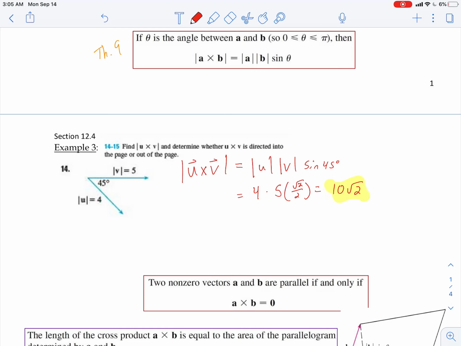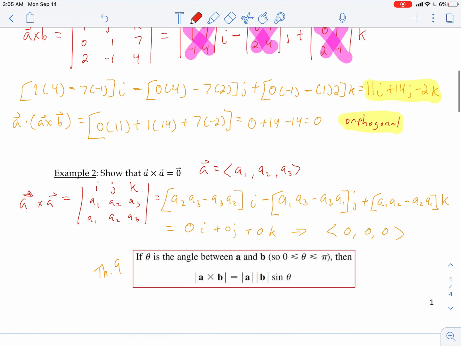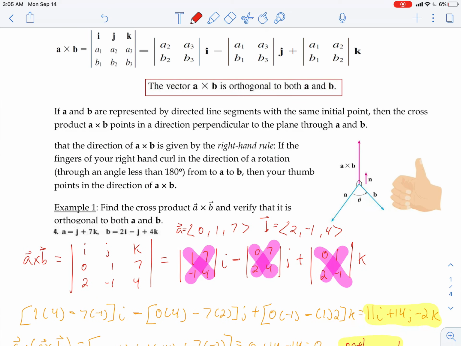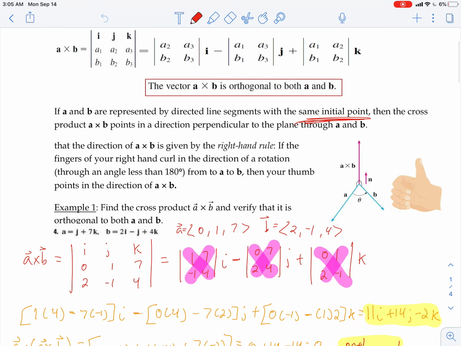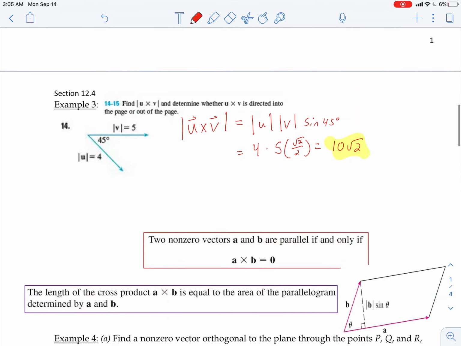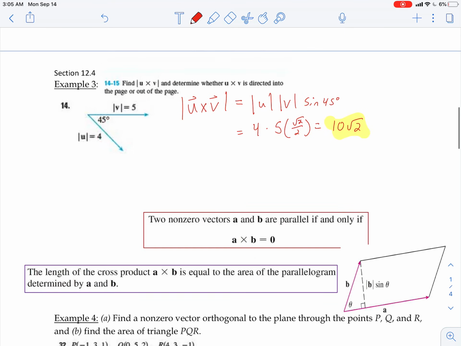And then what we're going to do is determine whether this is directed into the page or out of the page. Now, something that is very important is we want to see if it goes in or out. When we are doing the right-hand rule, it has to come from the same initial point. And so we check to see if this does come from the same initial point. And so we go back down, and both our vectors are coming from the same point. You see how they're both coming out of the same initial point.